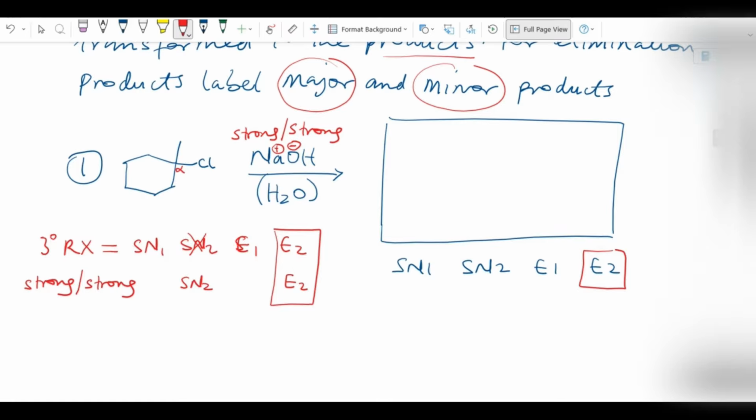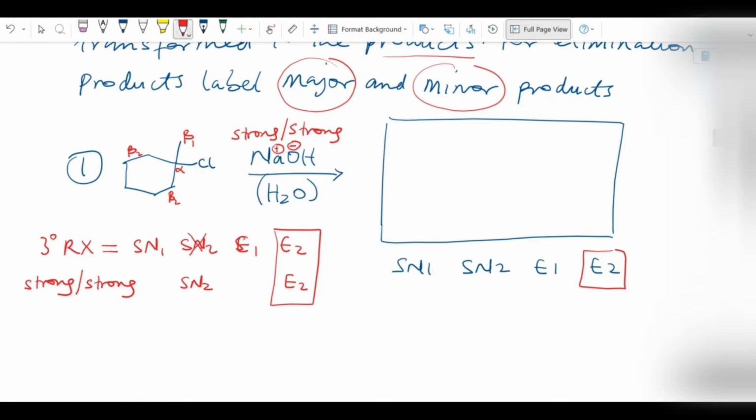So for E2 product, the base usually abstracts a proton from beta carbons. The alkyl halide has different beta carbons. So we have, let's call this B1, and then let's call this B2. So these beta carbons are the same. These beta carbons here are the same thing. So beta carbons are the carbons that are directly attached to the alpha carbon. Whereas alpha carbon is the carbon that is directly attached to the leaving group.